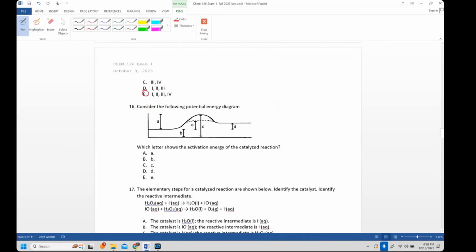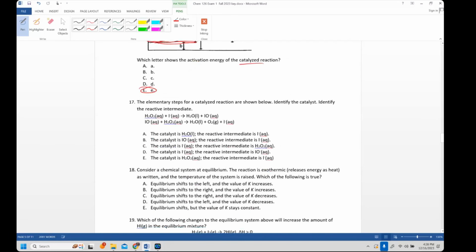All right, consider the following potential energy diagram. Which letter shows the activation energy of the catalyzed reaction? That means this dotted line, since a catalyst lowers the activation energy. So going from the start, which starts right here, that's not a straight line, but it should be, to that dotted line, which is E. So E is the correct answer for the activation energy of the catalyzed reaction.